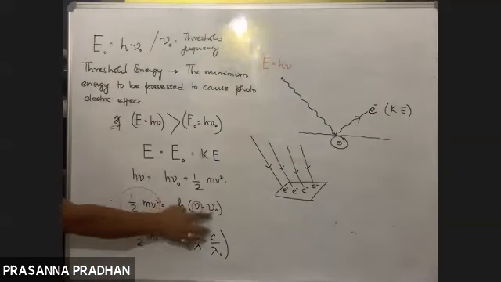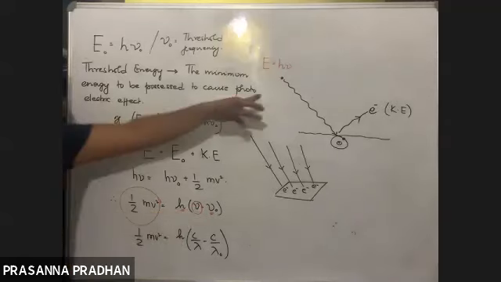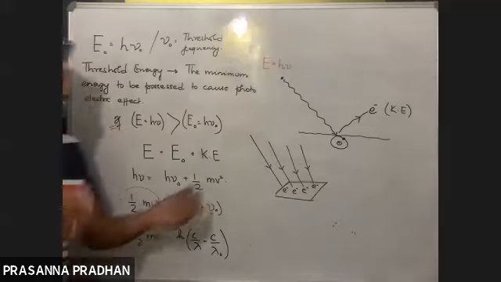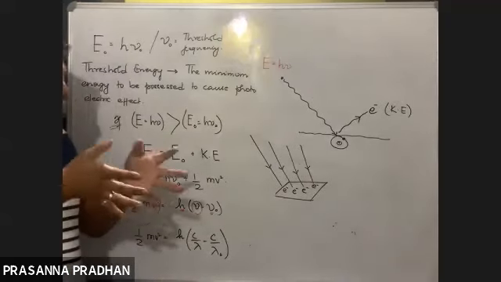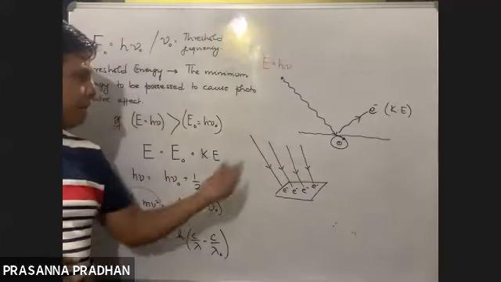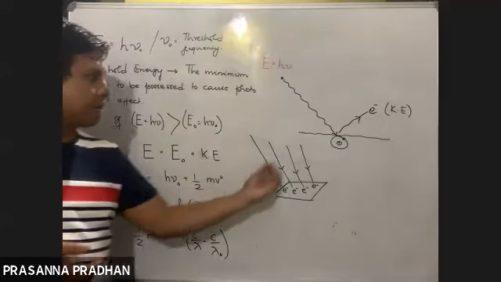H is a constant, mu naught is a constant. That means if I increase the frequency of light, the kinetic energy will also increase. That was the observation of the photoelectric effect: the kinetic energy is directly proportional to the frequency. And each photon can eject only one electron. That means if I increase the intensity, that is, the number of photons, the number of photoelectrons ejected will also increase, and the photoelectric current will also increase.